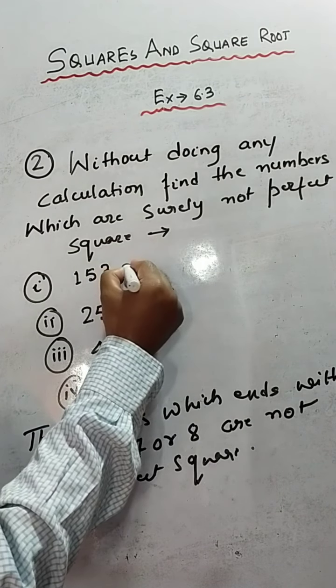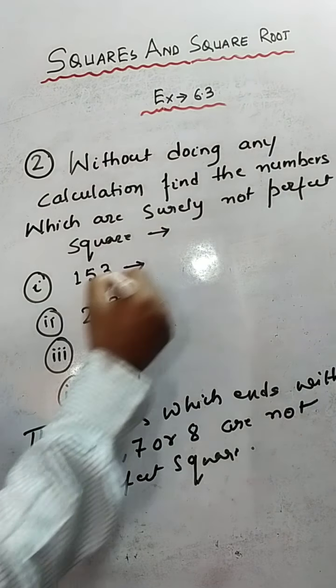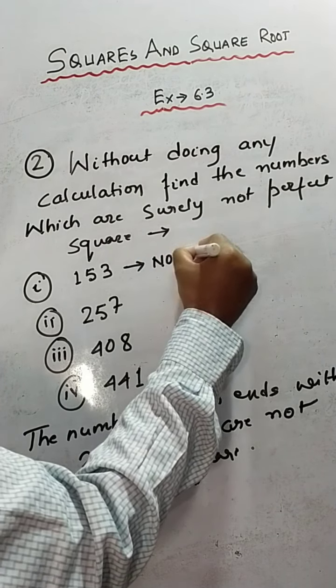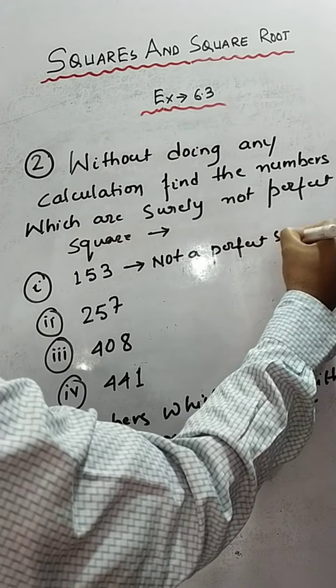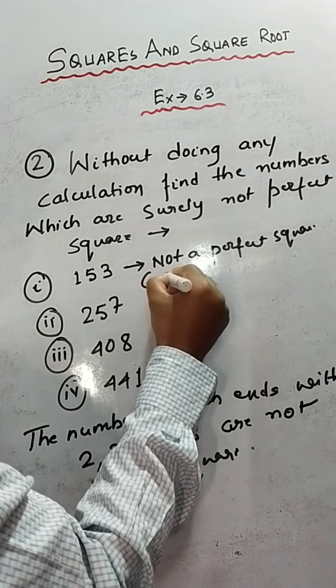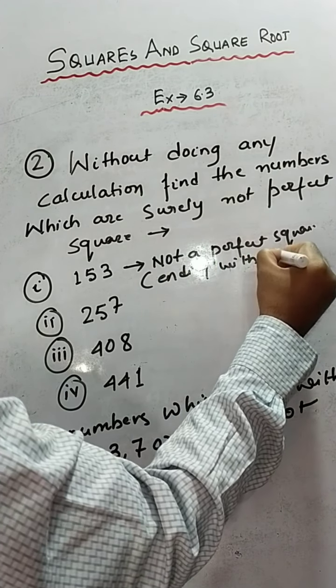So why is this 153 not a perfect square? Why not? Because it is ending with 3. So not a perfect square. Reason: ending with 3.